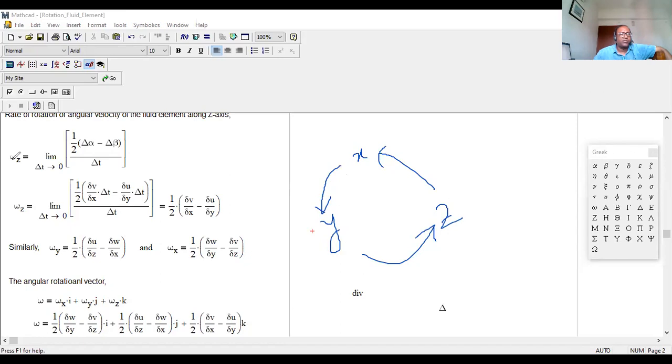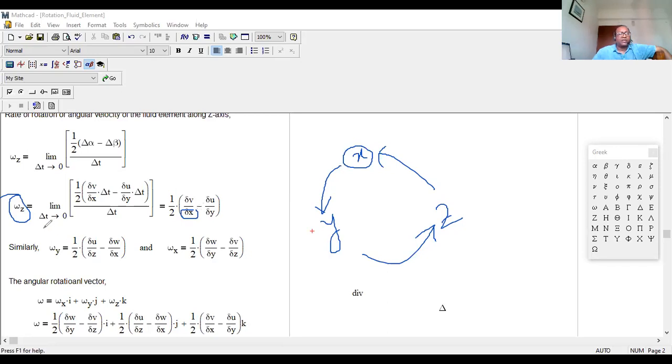So I need to figure out omega z. You take half, we have to take the average into derivative. Which one will you take? You have to take derivative x first. After z, you are getting x. So del v over del x you take.